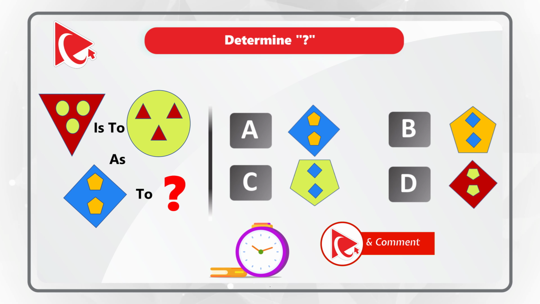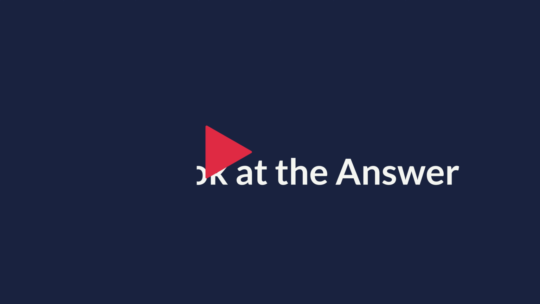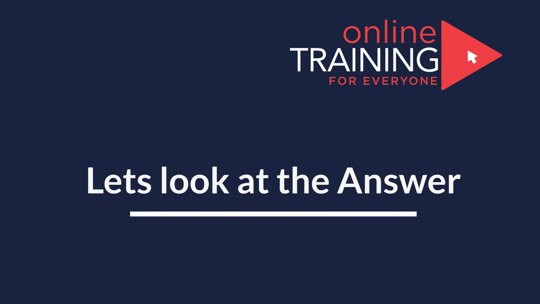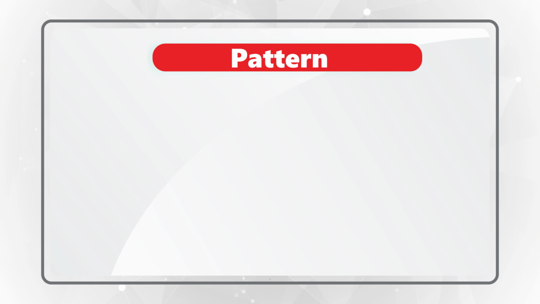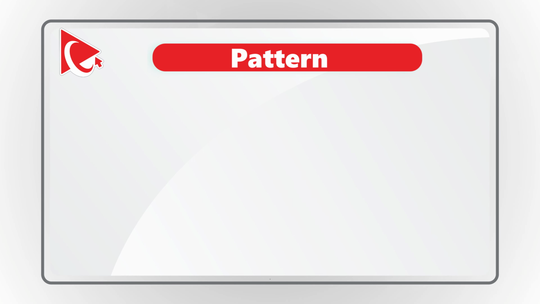Have you tried solving it? Were you successful? Let's move forward so we can get to the correct solution together. To determine the correct answer in this case, and in a lot of other cases, you need to look for patterns. And the pattern in this particular case is that to build the relationship, inside shapes become outside shapes, preserving the number of the inside to outside shapes ratio.